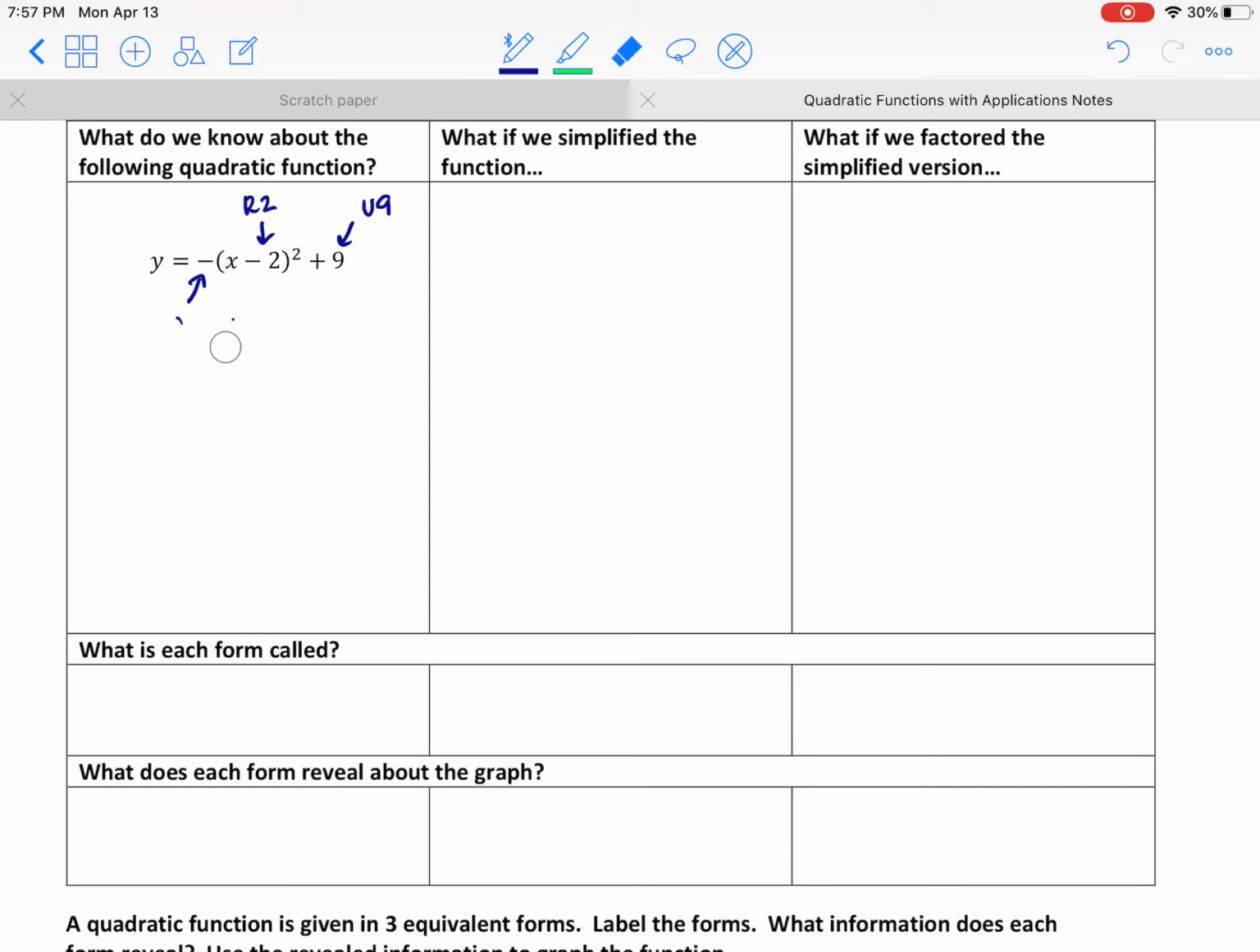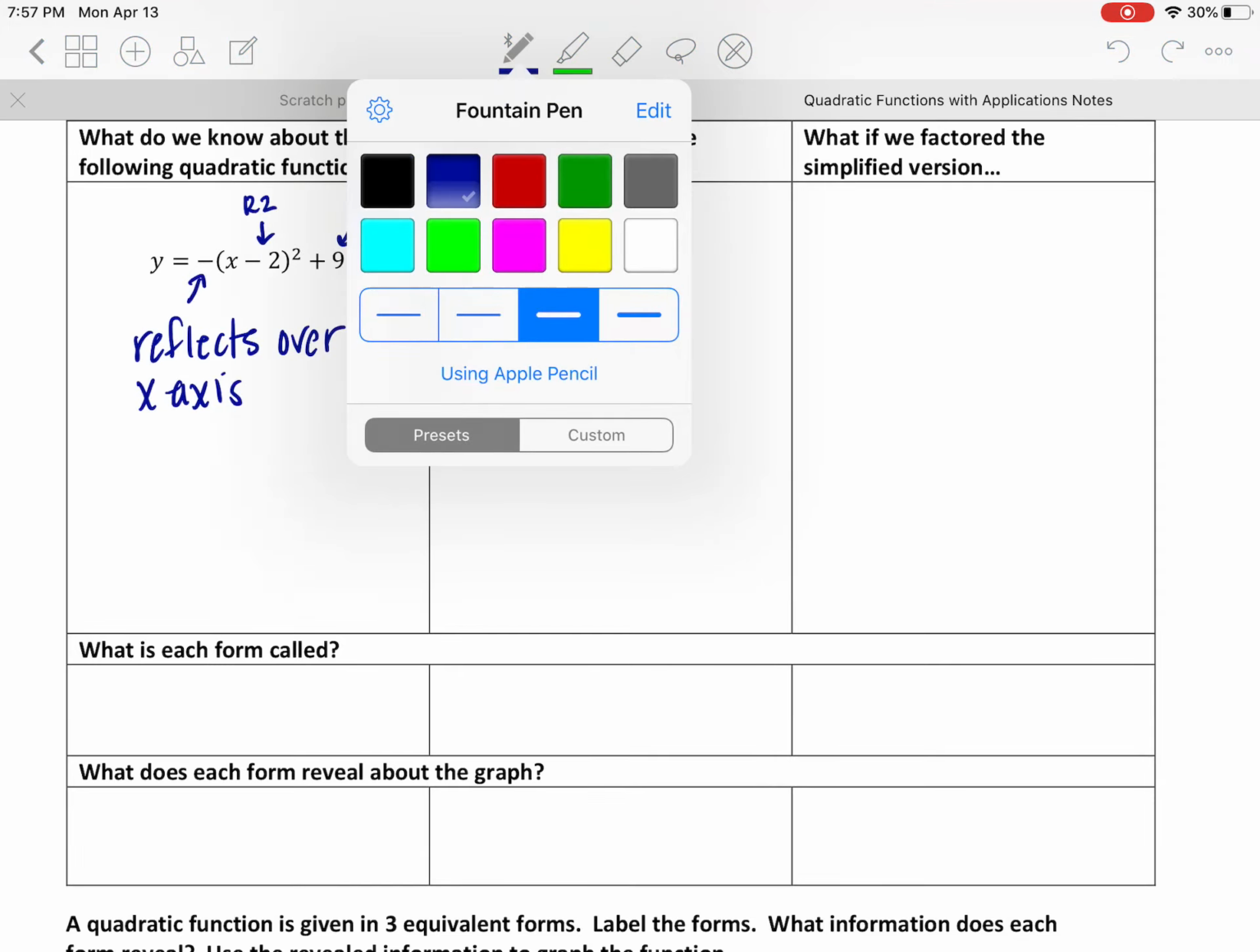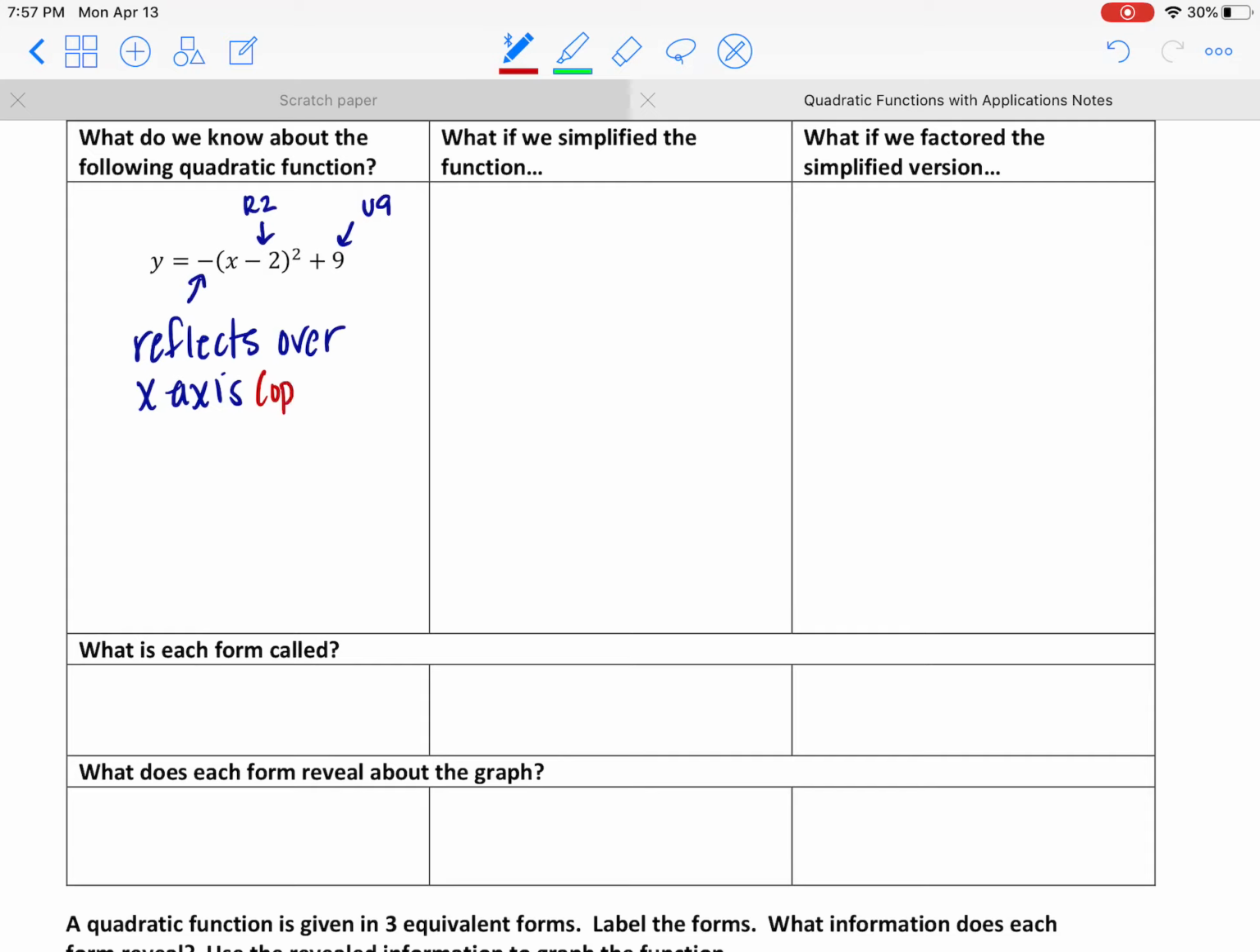So this, we can say that. The reflection over the x-axis, oh, I guess I can do that. This also tells me that the parabola opens down. And the right 2 and up 9 tells me that the vertex is going to be at right 2, up 9, at 2 and 9. So instead of having a vertex at 0, 0, we shifted right 2 and up 9, and then we have a parabola that opens down from that point.